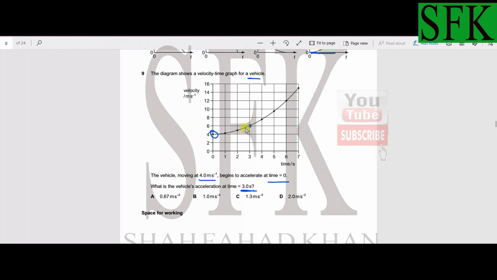For this question, actually, we need to calculate the gradient of the tangent to this curve. So how to calculate the gradient of the tangent to this curve? This is how the tangent will look like, passing through this point at the time 3 seconds. At 3 seconds, the y-axis value of velocity is 6, and it passes through (6, 10) and (0, 2).